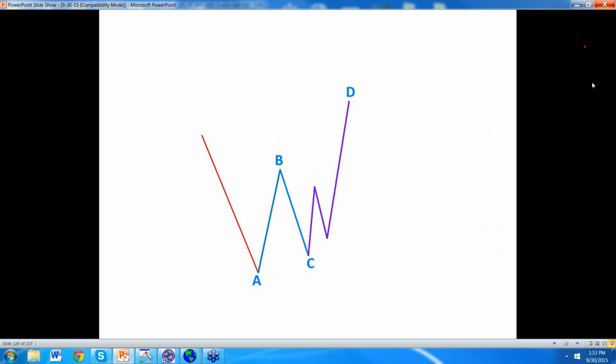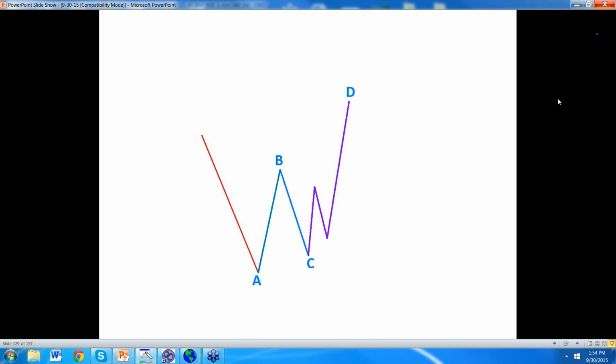And again, why is this good? Because if you had a deep pullback and then the CD leg is much bigger than AB, then this is going to yield a nice drop. In fact, it's going to go below here about 90% of the time. So that would be a very, very good confirmation pattern. And I show that in purple.